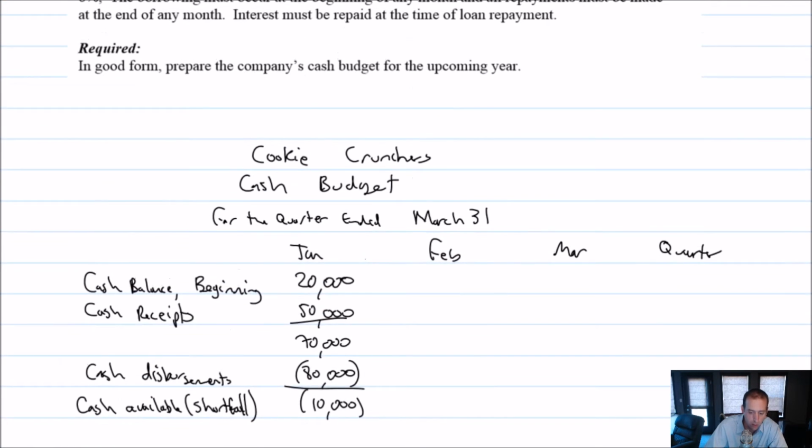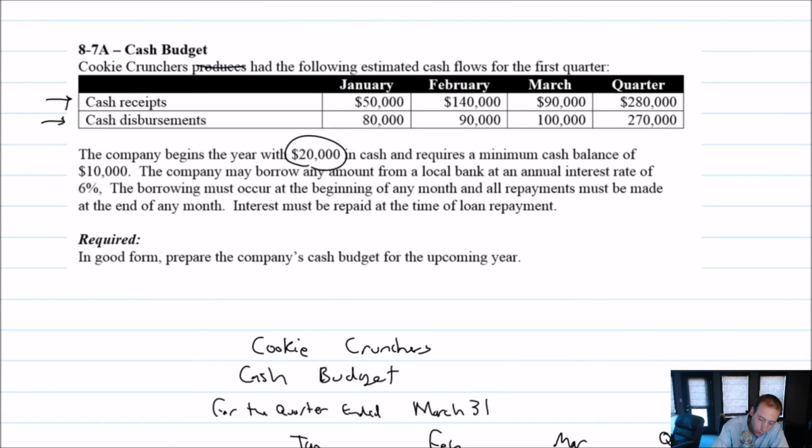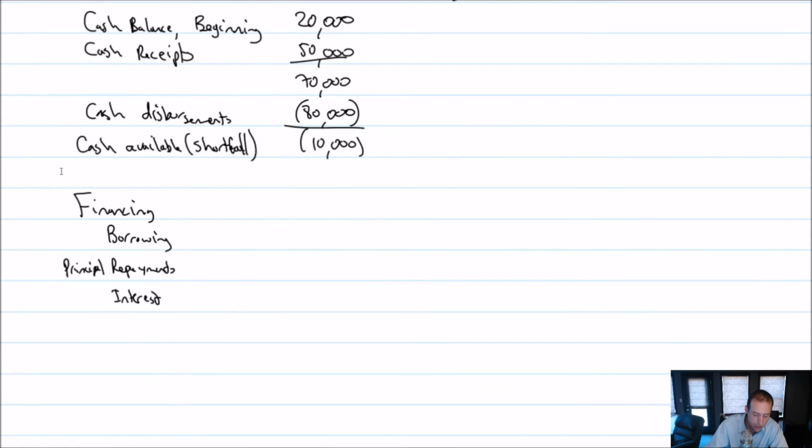How much are we going to borrow? Well, it tells us that we require a minimum cash balance of $10,000, right? We need a minimum cash balance of 10 grand. So if I'm in the hole 10 grand, I'm at negative $10,000 right now. How do I get myself to positive 10,000? I borrow $20,000 from the bank.